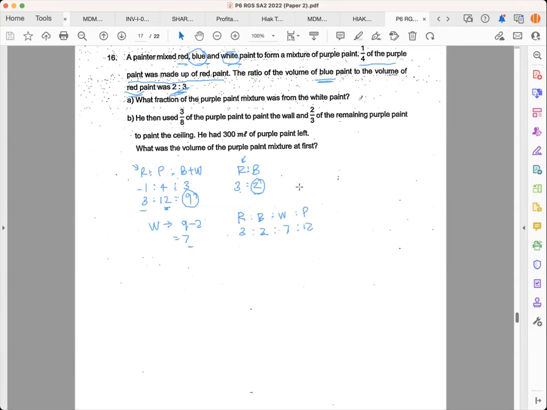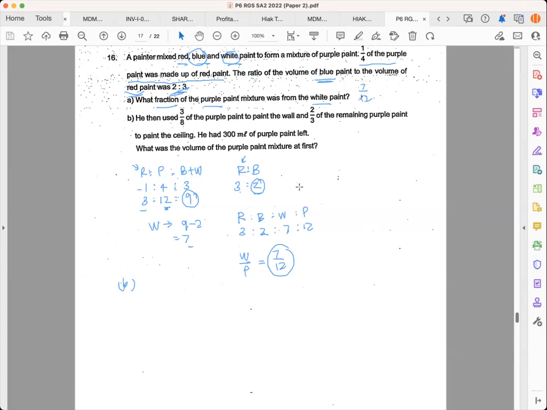Now, what's the question? The question is, what fraction of the purple paint was from the white paint? So it will be white over purple. So white is 7, purple is 12. So the answer is 7 over 12. Let's look at part B.